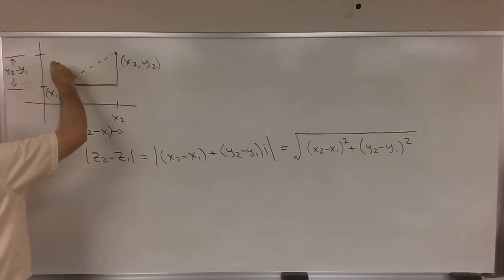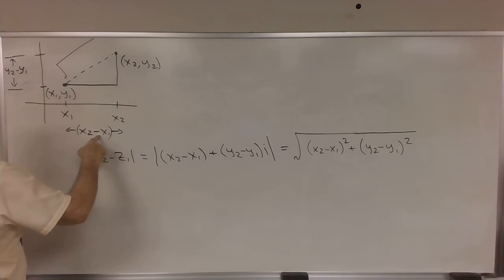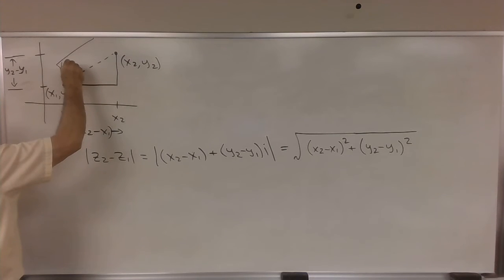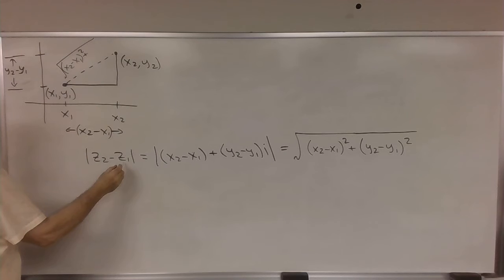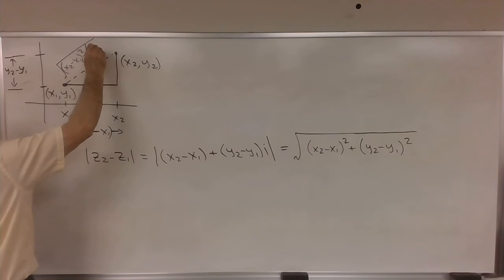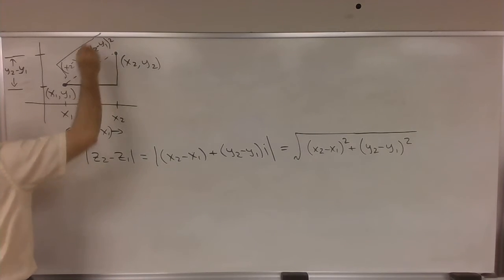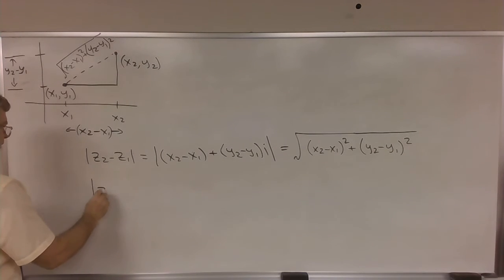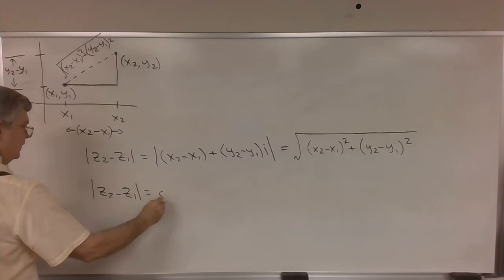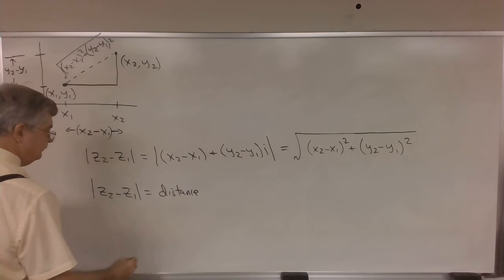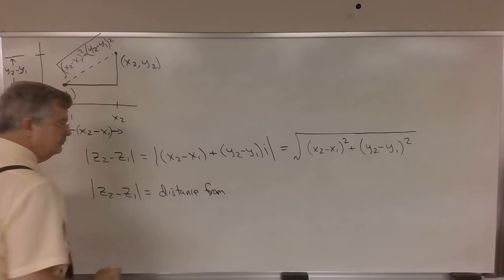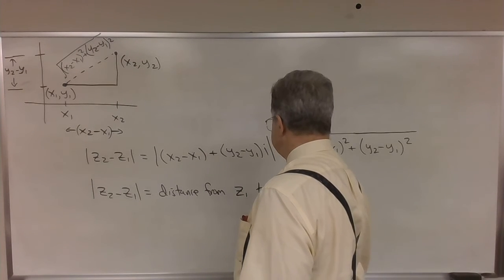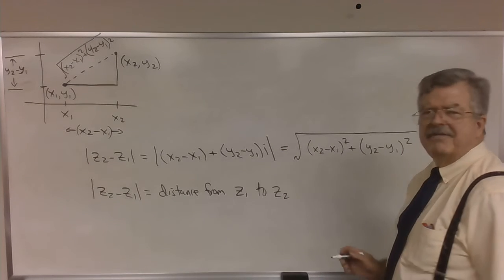And the hypotenuse, this is the horizontal leg squared plus the vertical leg squared, square root. So modulus of z2 minus z1 is the distance from z1 to z2, or vice versa.